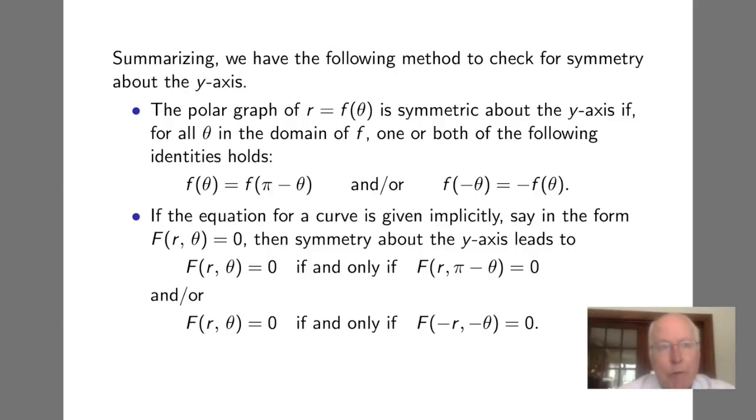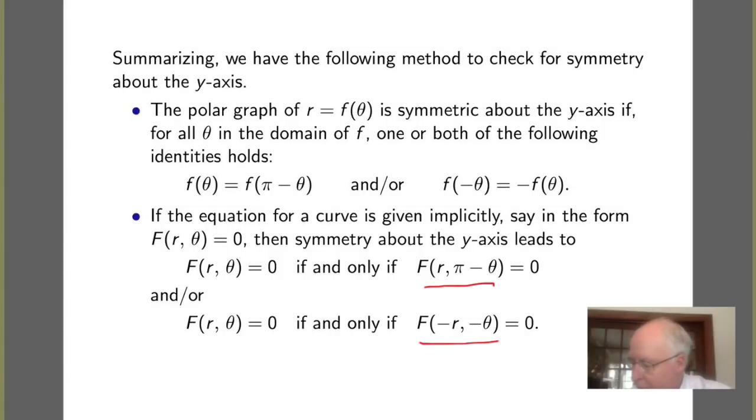And again, sometimes the curve might be described by an equation given in implicit form, say f of (r, theta) equals 0. Then the symmetry about the y-axis can be found by noting that f of (r, theta) equals 0 if and only if f of (r, pi minus theta) equals 0, or possibly that f of (r, theta) equals 0 coincides with f of (minus r, minus theta) equals 0. Again, these two characterizations each reflect different names of that symmetric point about the y-axis.